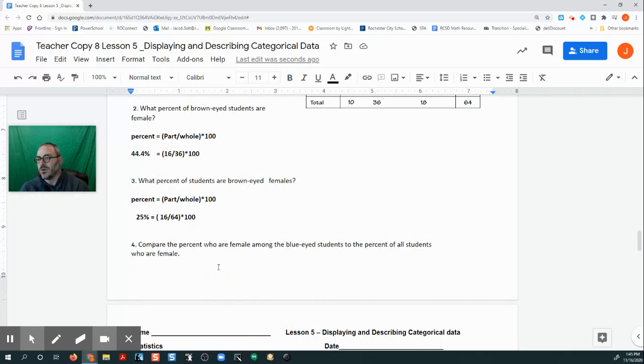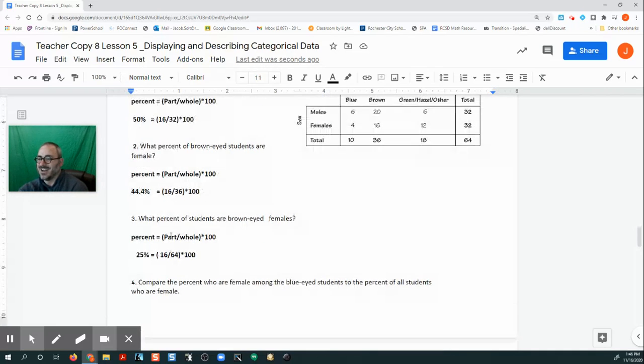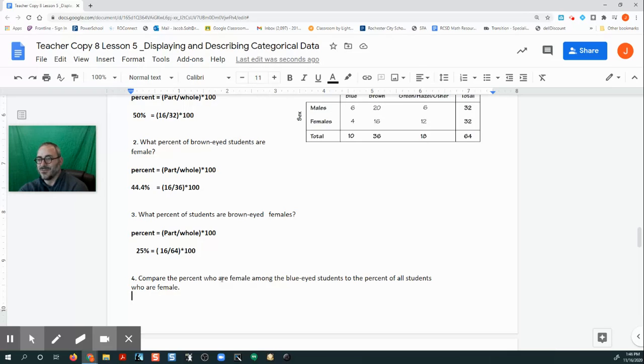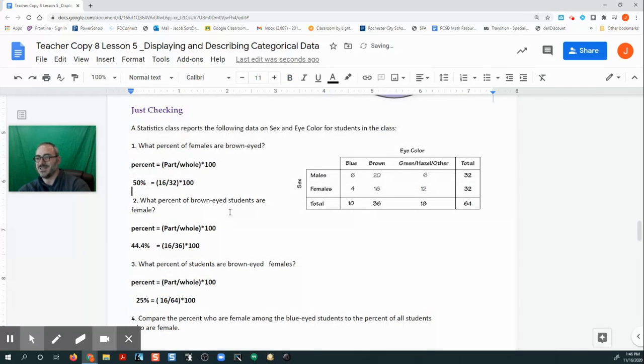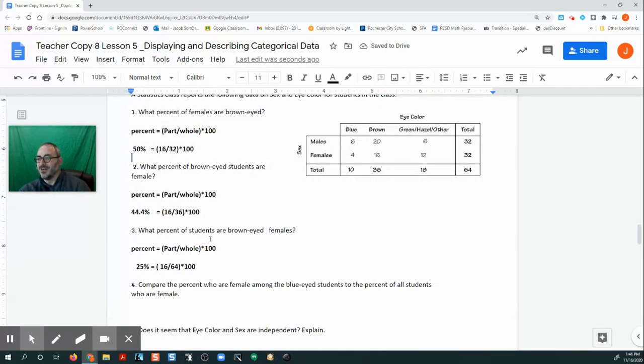Compare the percent who are female among blue-eyed students to the percent of all students who are female. Hot diggity darn! This is a tongue twister of percentages. Let's do it. I'm going to shrink this a little bit and take up a little less space. Fit some more on the page. Okay, we're comparing two percentages now, right?